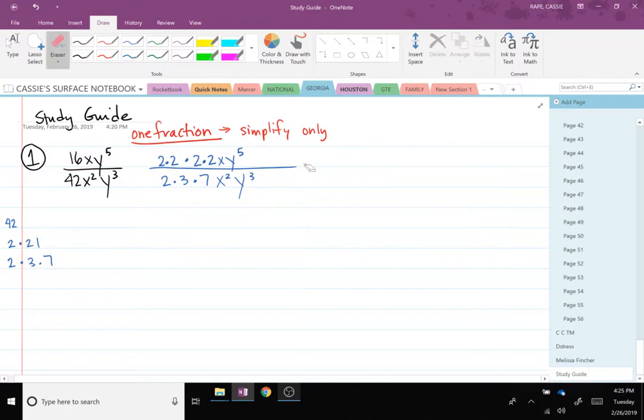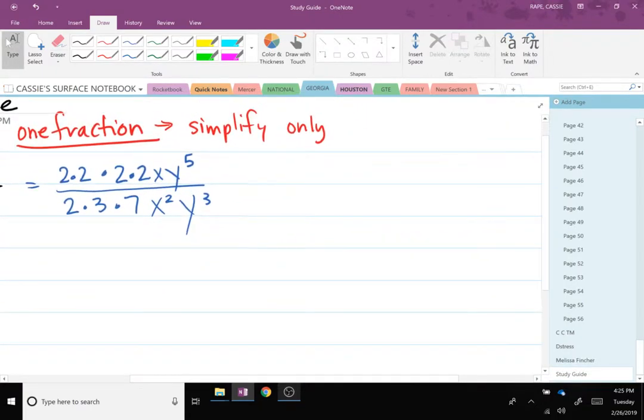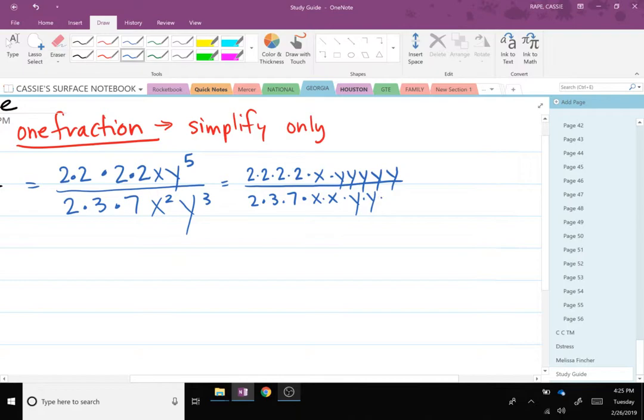Sometimes, if you have a tendency to get confused, I would advise that you take that 2 times 2 times 2 times 2 times xy^5 and expand it a little bit more, so you know that you've got 2 times 2 times 2 times 2 times x. There's only one of those. But then there's 5 different y's, all multiplying over 2 times 3 times 7 times x squared, which means x times x, and y cubed means y times y times y.